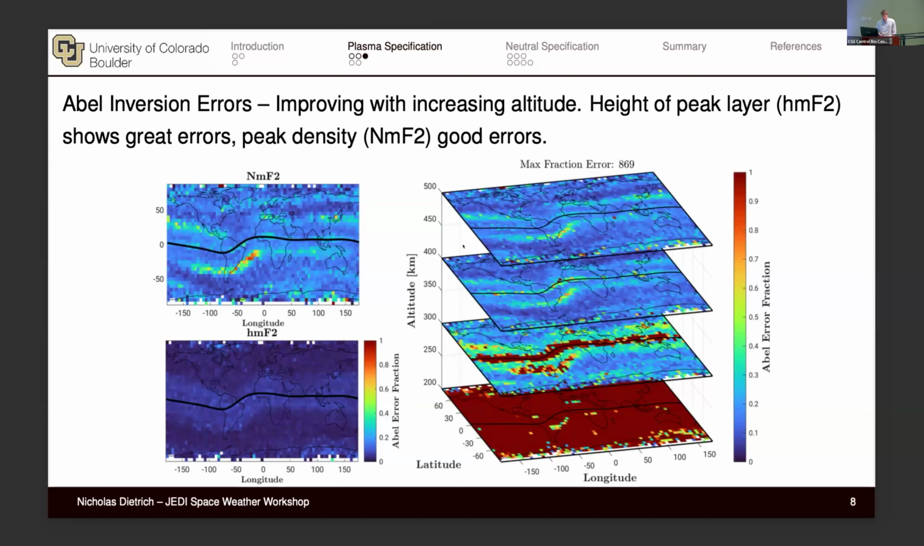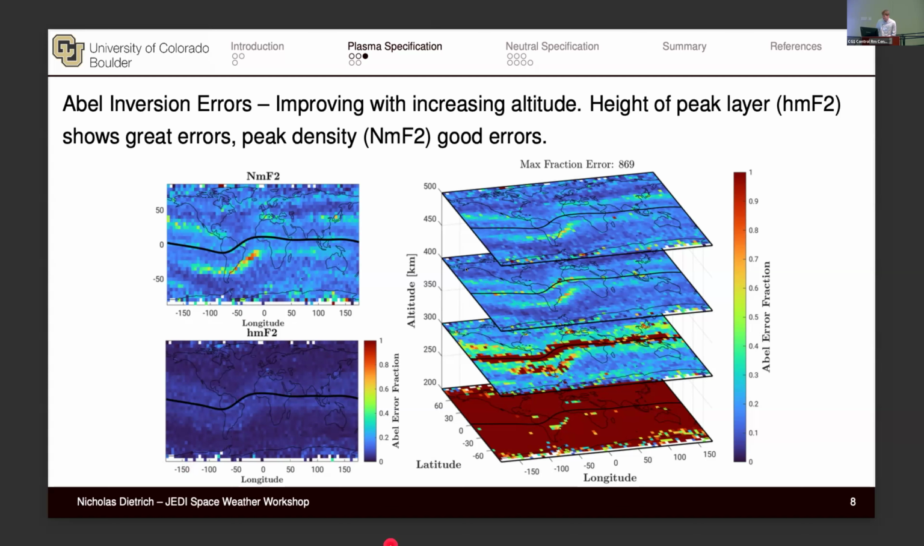Because this is an OSSI, we can also do fairly complete uncertainty or error quantification of our EDPs, where here we're comparing against what WAM-IPE produces versus what the Abel inversion retrieval is. On the left, I have a grid of the NmF2 and hmF2 errors, where we see results pretty well supported by what we see with real COSMIC observations, where this hmF2 is very well retrieved with these observations.